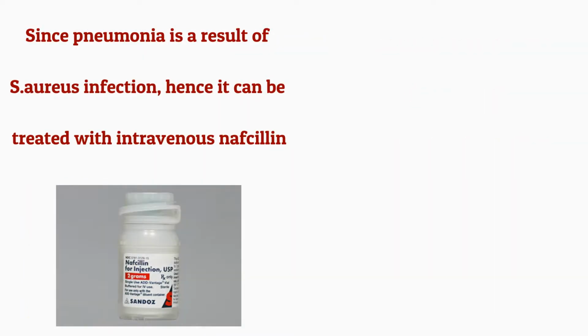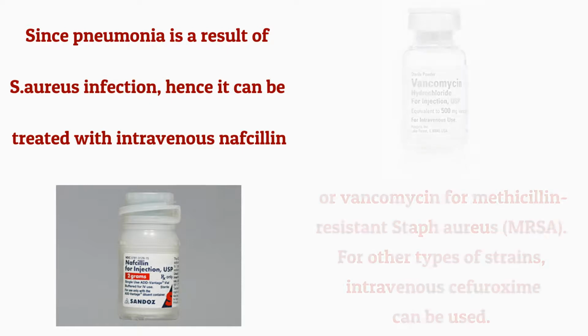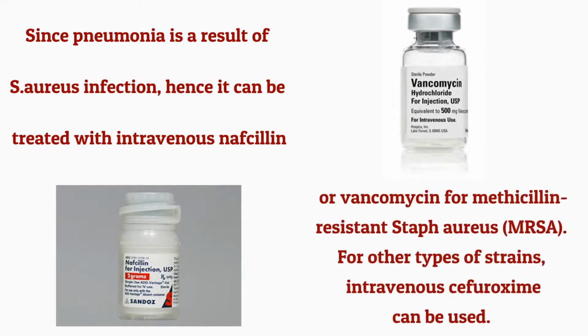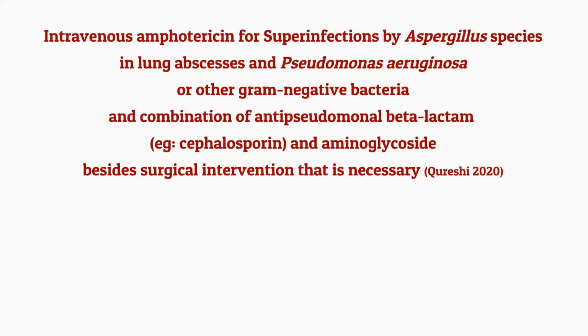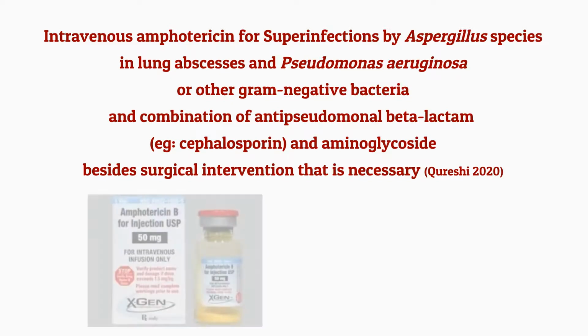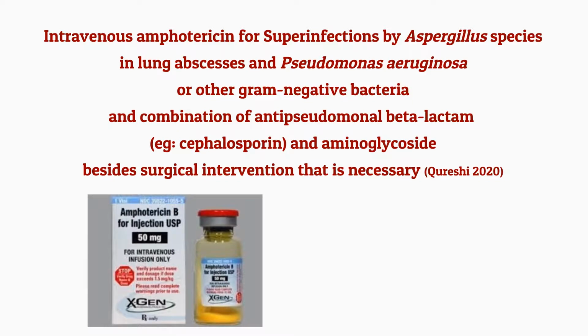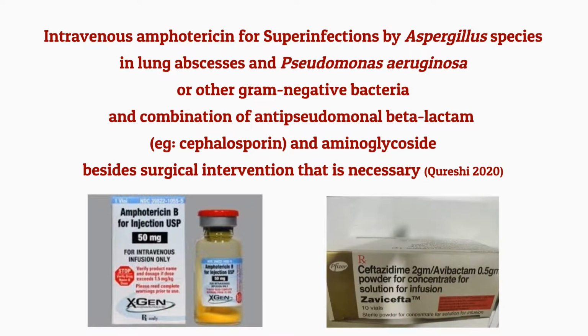Since pneumonia is a result of Staph aureus infection, it can be treated with intravenous nafcillin, or vancomycin for methicillin-resistant Staph aureus strains. For other types of strains, intravenous cefuroxime can be used. Superinfections by Aspergillus species and lung abscesses and Pseudomonas aeruginosa or other gram-negative bacteria require intravenous amphotericin for several months and a combination of anti-pseudomonal beta-lactam and aminoglycoside, besides surgical interventions that are necessary.